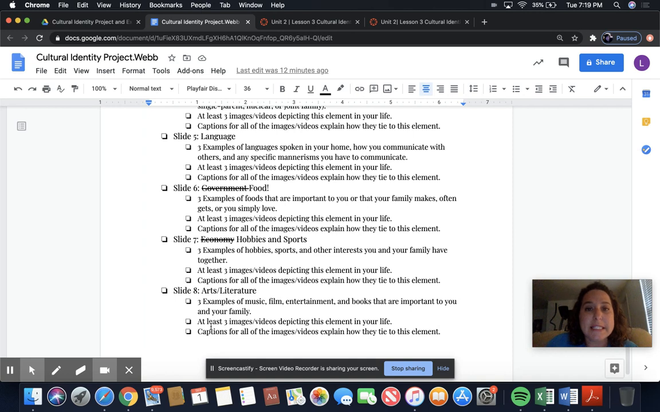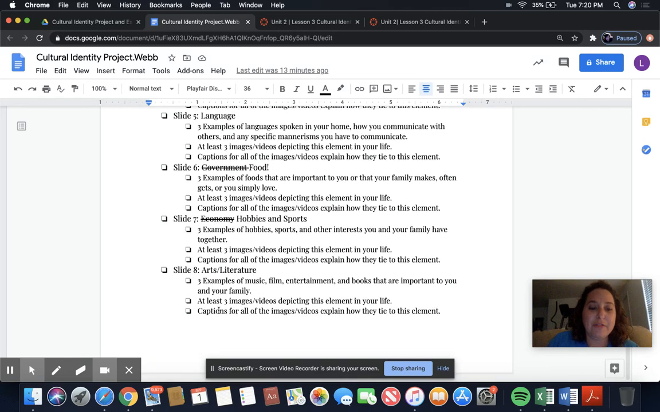Now, if you go to slide 6, you see that I have government and I have that scratched out. So slide 6 will not be government. This will be an opportunity for you to express to me the type of food that you guys absolutely love and enjoy in your family. So I need 3 examples of foods that are important to you or that your family makes often, or 3 foods that you simply just cannot live without. Remember, I need those 3 videos and 3 images, and then those text boxes that explain how these images or videos tie to your family.